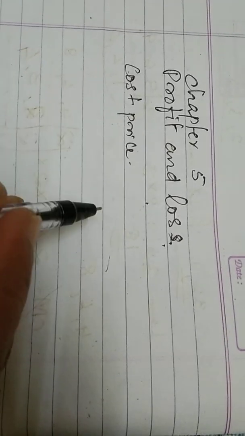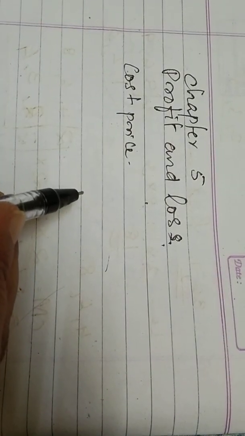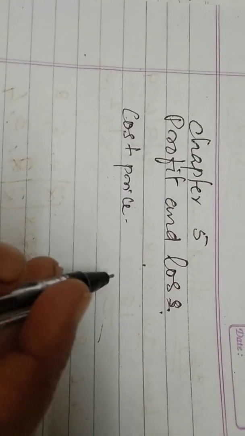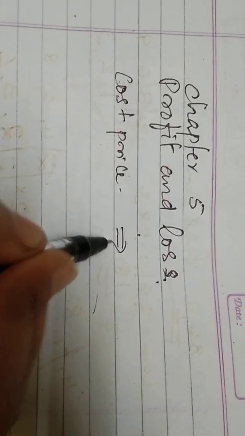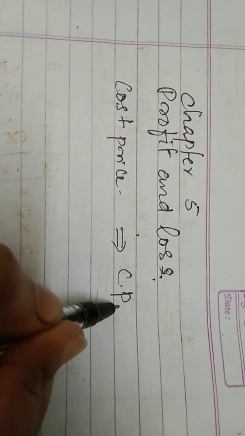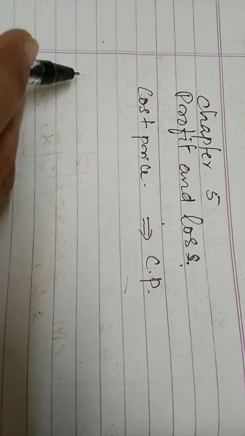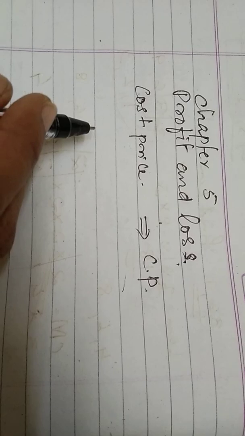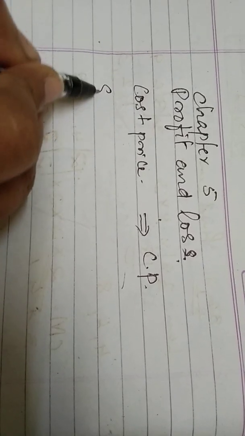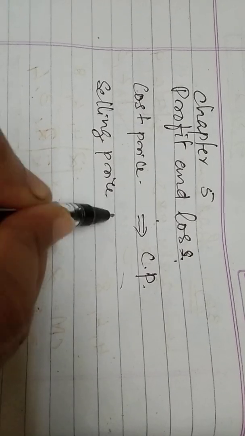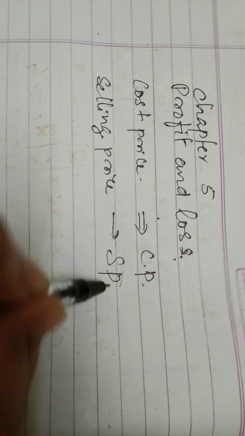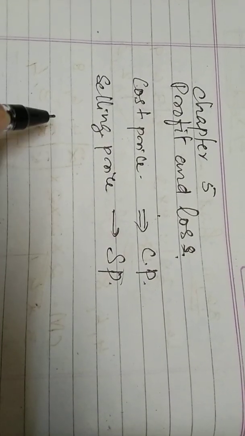Cost price means the price at which the article is bought. That means the amount at which the shopkeeper bought it is known as cost price. We will say CP in short. The shopkeeper will then sell that article to some customer. That amount is known as selling price, and it is denoted as SP. And I will give an example.